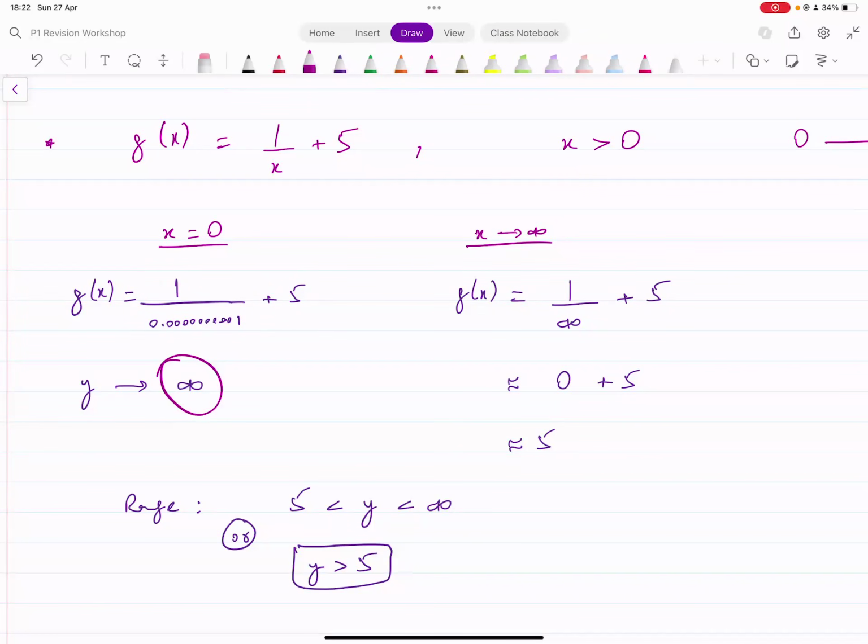So that's one extreme value that you're getting for y. The other extreme value that you're getting is 5. So you say the range is between 5 and infinity, or in other words, it's just greater than 5. That's the range here. Okay.